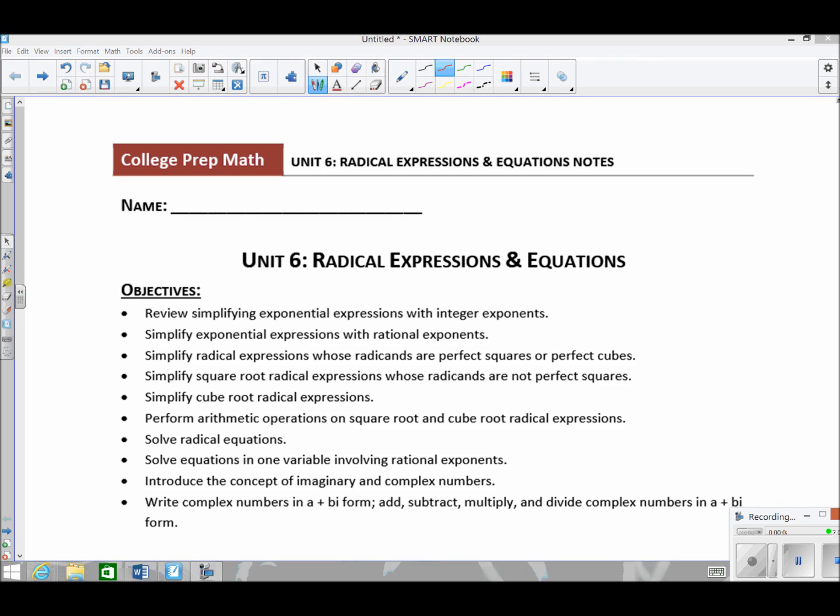In Unit 6, we're going to look at radical expressions and equations, and this is kind of an in-between lesson to help us connect our previous Unit 5 with the upcoming Unit 7. So in Unit 5, we looked at polynomials and how to do operations with them, how to factor polynomials. In the upcoming unit, in Unit 7, we're going to look at how to solve polynomial equations. So Unit 6 is really helping us prepare for solving polynomial equations by talking about radicals and how to simplify radicals and how to solve equations with radicals in them.